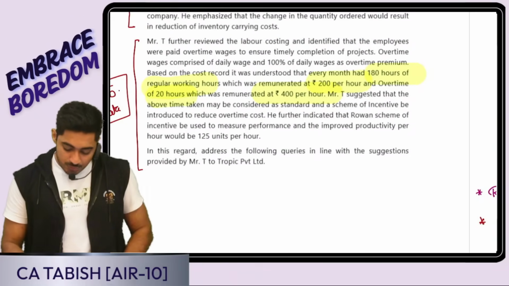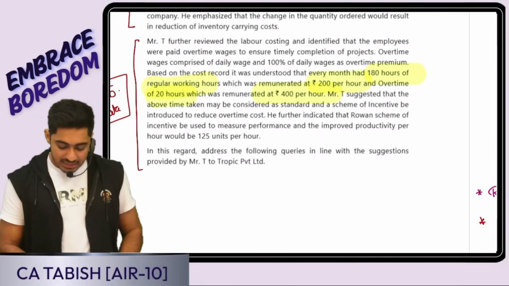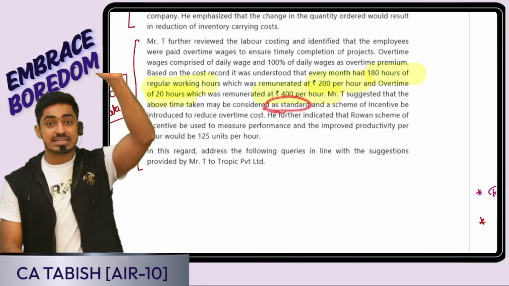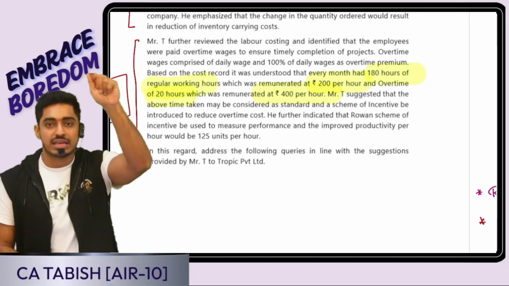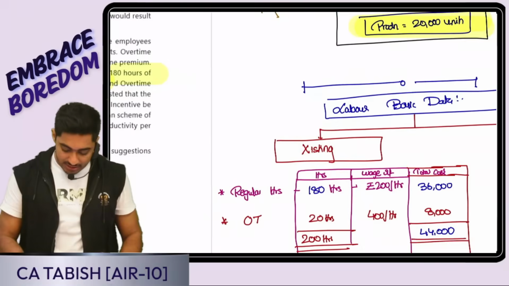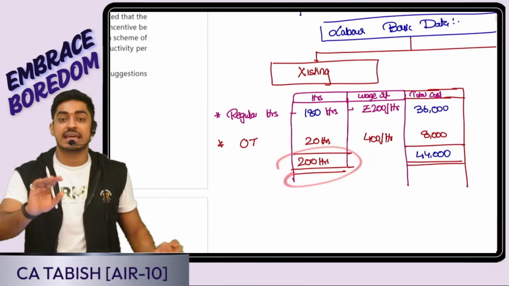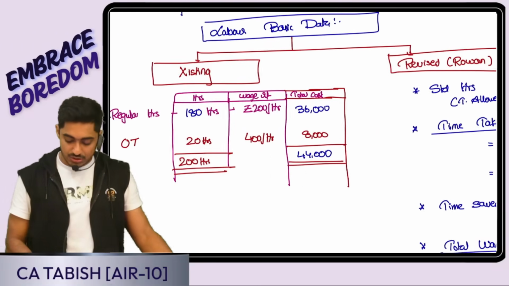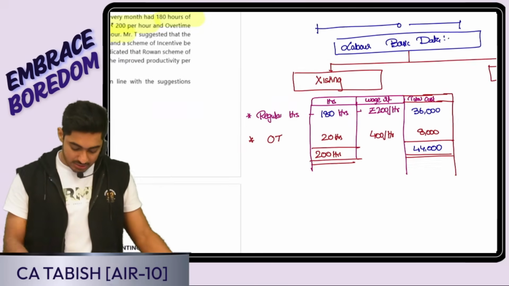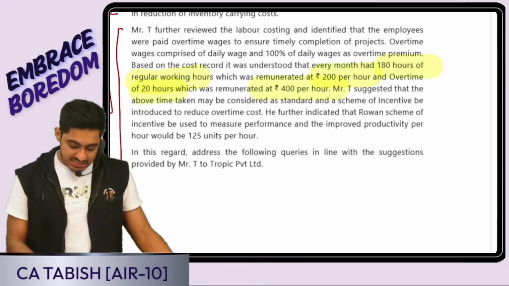Now Mr. T suggested that the above time taken may be considered as a standard. Yes, Mr. T told whatever the time I was taking already. Tell me what was the time I was taking already. 180 plus 20, 200 hours. This 200 may be taken as a standard time or time allowed to do the work. Yes or no, everyone? Time allowed is 200.